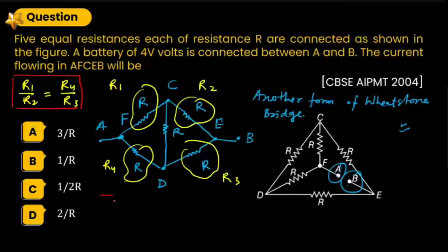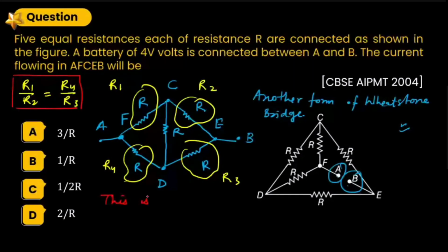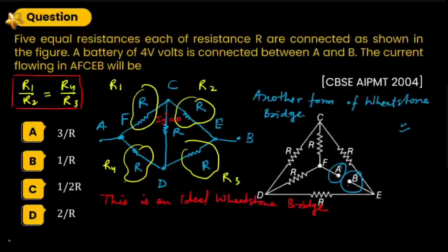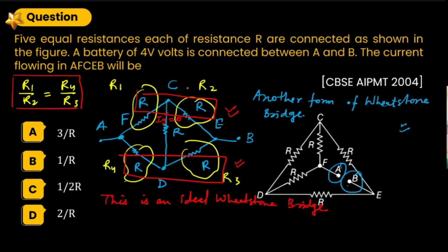So this is an ideal Wheatstone bridge, and we can use that condition of no current passing through this wire. So if there is no current passing through this wire, it means we can assume these two to be in series, these two to be in series, and both the wires in parallel combination. So it is going to be 2R, it is also going to be 2R.